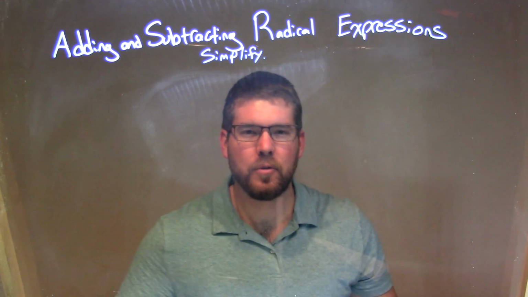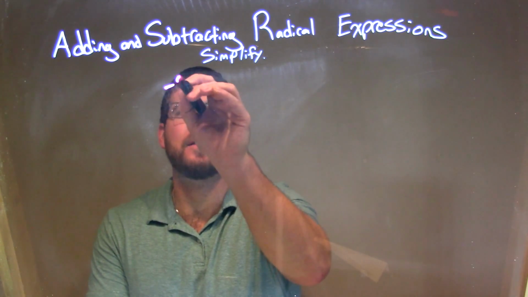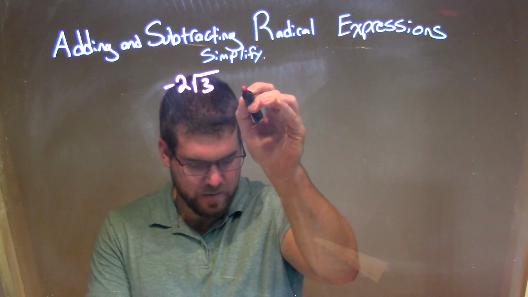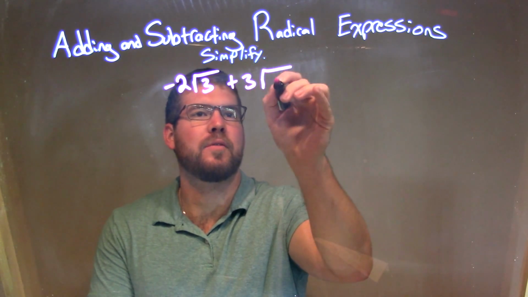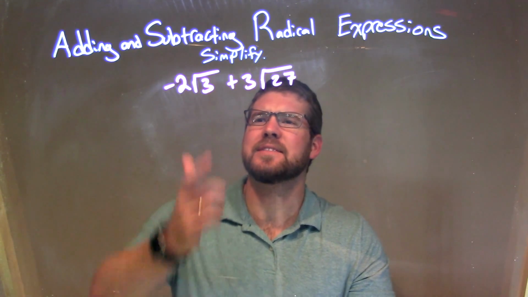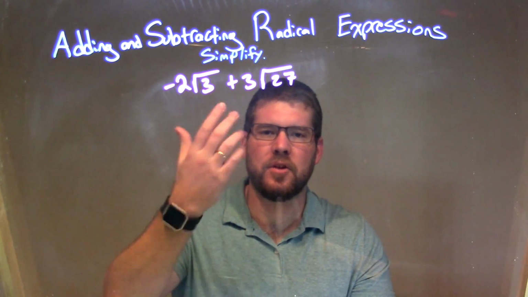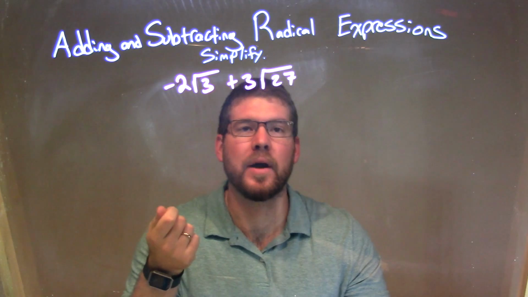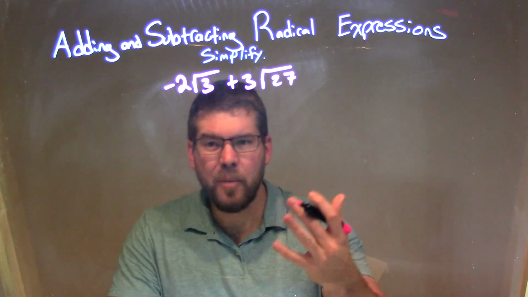Today we're going to learn about adding and subtracting radical expressions. If I was told to simplify this problem, negative 2 times the square root of 3 plus 3 times the square root of 27, well, look at these. Since the square root of 3 and the square root of 27 are not the same, I can't just combine them right now. I have to make them become the same.